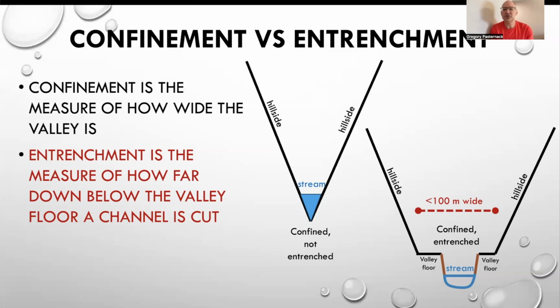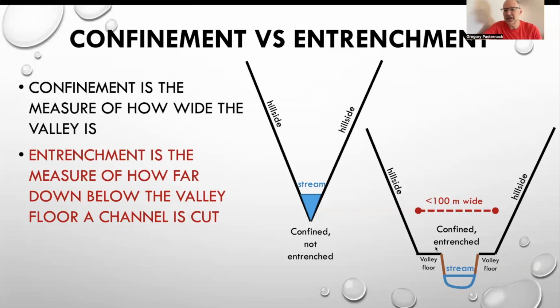So now when we get to entrenchment, you have to have a valley floor with alluvial sediment in it. If you don't have it, you can't entrench. Otherwise you're an incising confined river. That's fine, but you're eroding into the hillsides and the bedrock. That's a totally different kind of system.